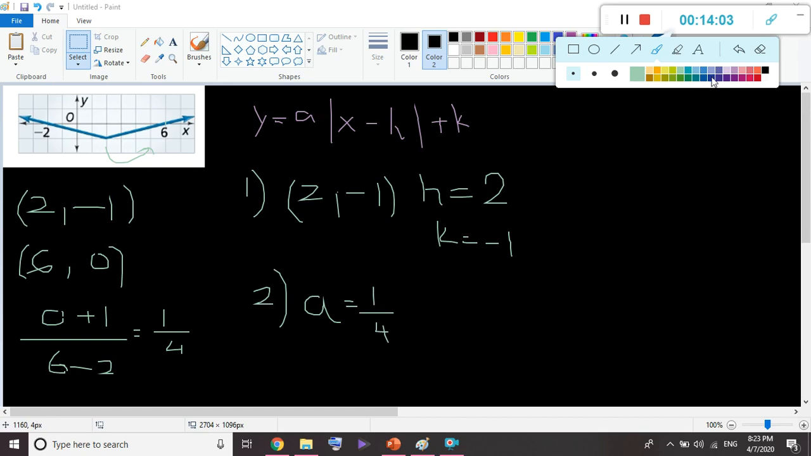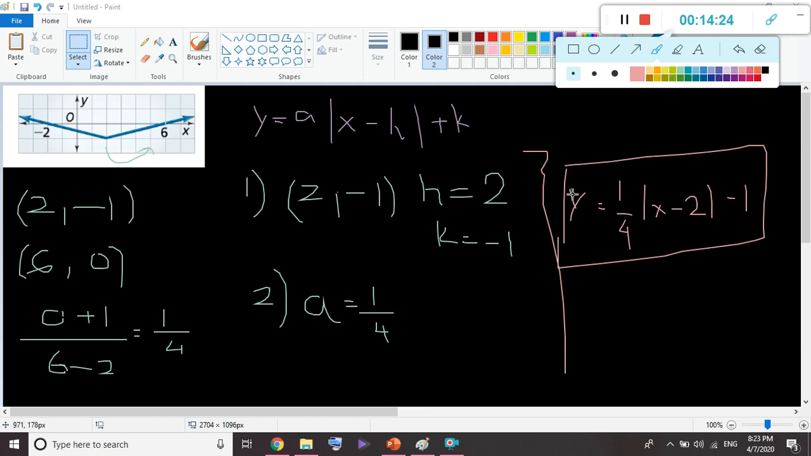That's right. So now we just have to plug in the values here. It's going to be y equals A, which is 1 over 4, x minus h, which is 2, plus k. Here it's going to be -1. So this will be my final answer.